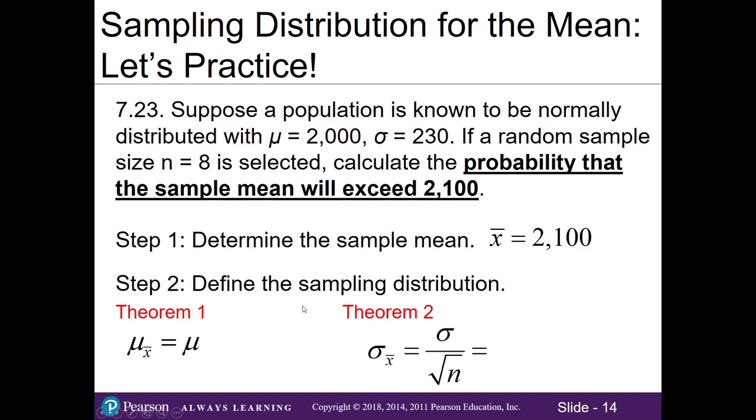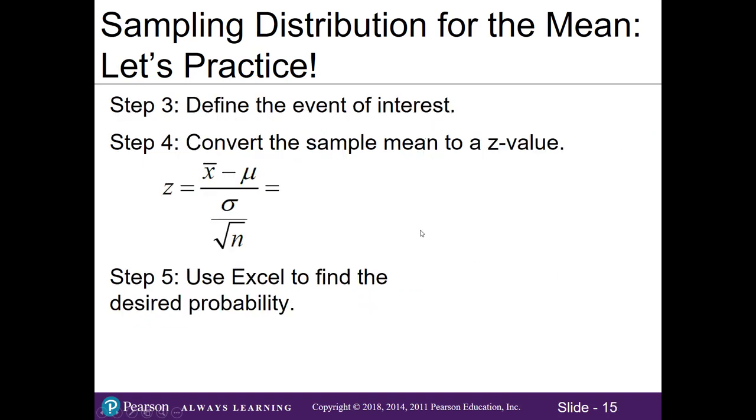In step 2, we want to define the sampling distribution. We want to make use of our Theorem 1 and Theorem 2 and make sure we pull out the pieces we need for our formula. So our population mean, or our mu, is the 2,000 from the story up here. And for our standard error, that's where we'll take the population standard deviation of 230 and divide it by the square root of 8, because our sample size was 8. So once I take this into my calculator, 230 divided by the square root of 8, we get a standard error of 81.32.